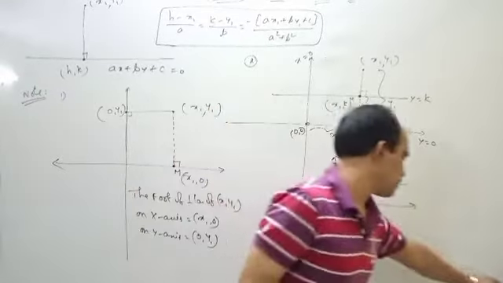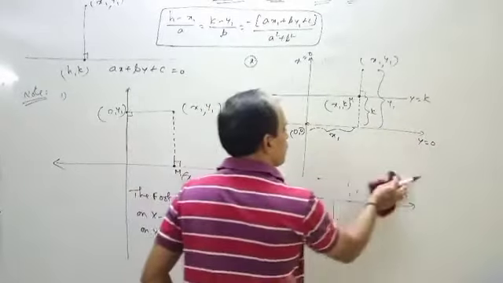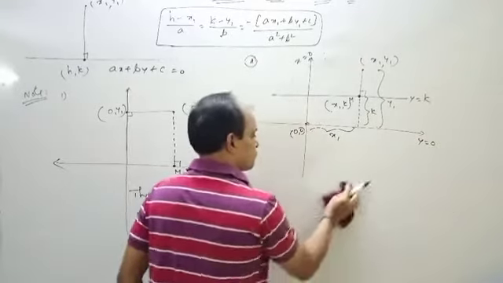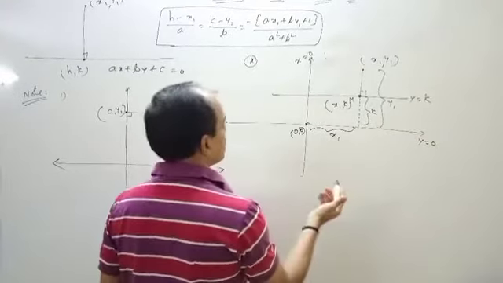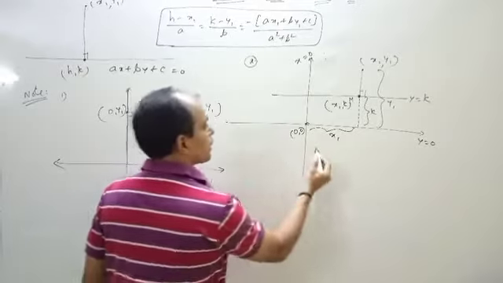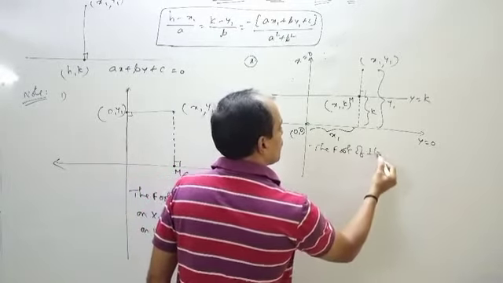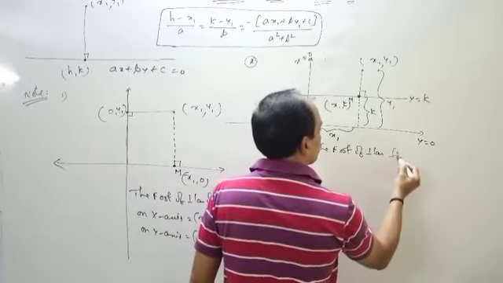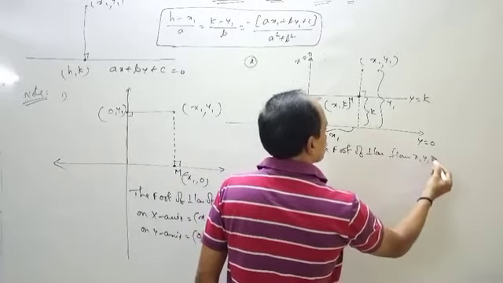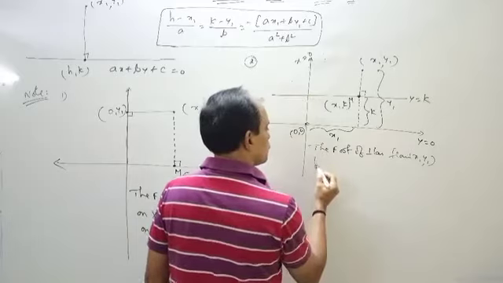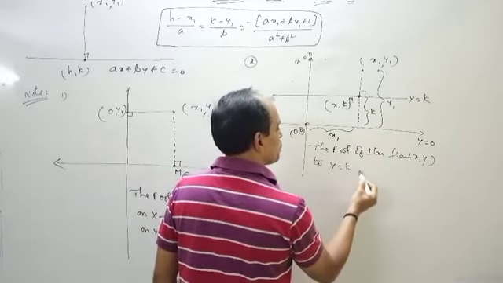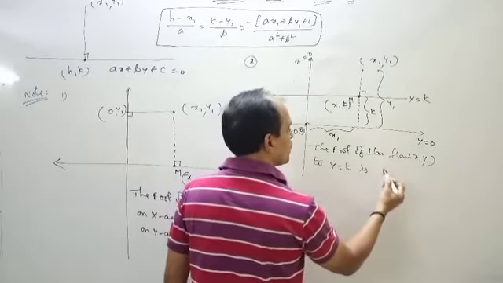So the foot of perpendicular from (x1, y1) to y = k is, what about the point?